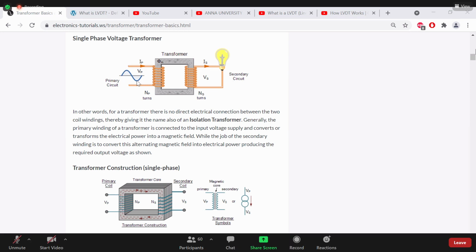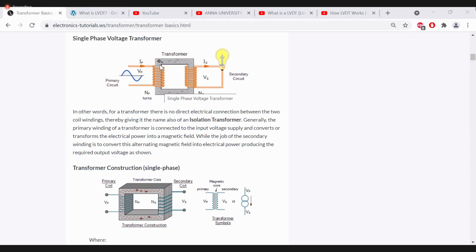Across the primary coil, because of these windings, it will induce a magnetic flux. If we allow AC supply across the primary coil, because of turns, because of winding, it will generate a magnetic flux. And that induced magnetic flux will induce the secondary coil.